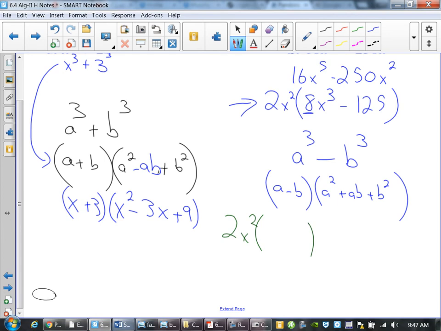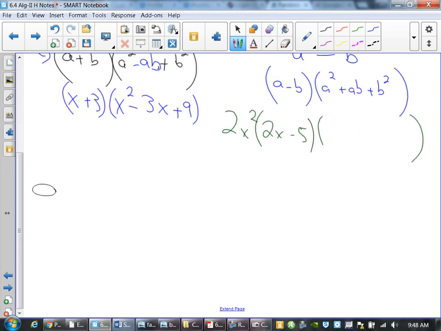What's playing the role of A and what's playing the role of B? 8. So what's the cube root of 8? 2. So playing the role of A would be 2x. And then playing the role of B, 5. Now, when you put it into this part, you've got to be a little bit careful because you've got to square A. And A is 2x. So the quantity 2x squared is 4x squared. Then it's plus 10x and then plus 25.